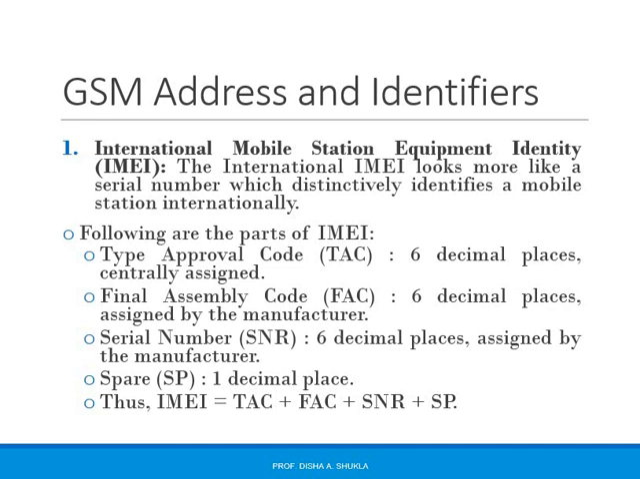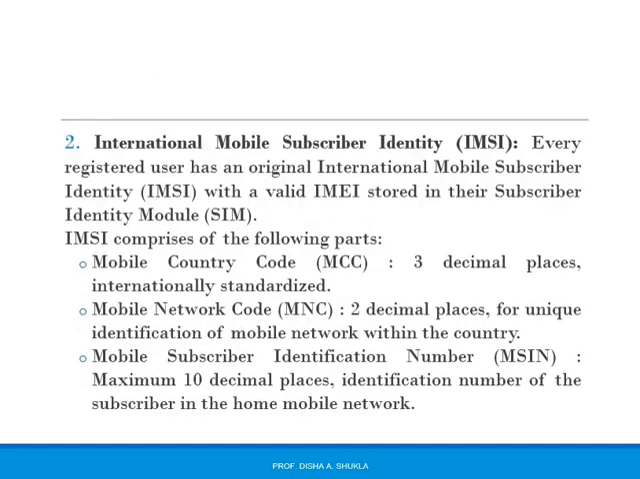TAC is the type approval code that is centrally assigned. FAC is the final assembly code that is assigned by the manufacturer. The SNR is the serial number, the 6-digit number that is assigned by the manufacturer again, and the SP is the spare.